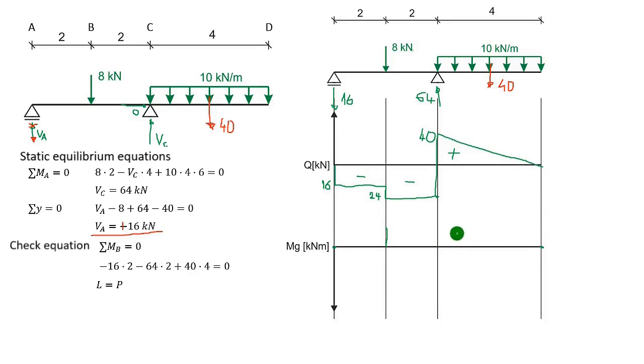Okay, so here the value was 16 times 2, which is 32. The numbers were a bit awkward, but unfortunately. And we connect them linearly. And here is the negative value. Okay, then we can calculate the moment at this point.